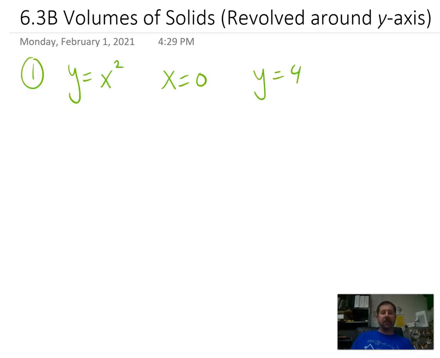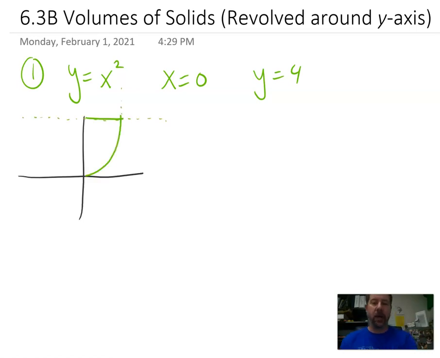So for our first example here, we're given the equations y equals x squared, x equals 0, and y equals 4. We want the area enclosed by these functions, and again, we're going to revolve around the y-axis now. So let's first start by sketching a picture of what's happening. We have y equals x squared here, and the line y equals 4, and the line x equals 0 is the y-axis. So this area right in here, we are going to revolve around the y-axis.